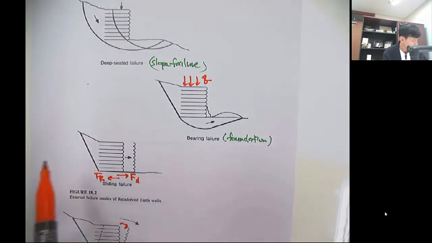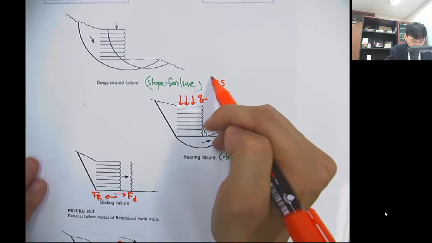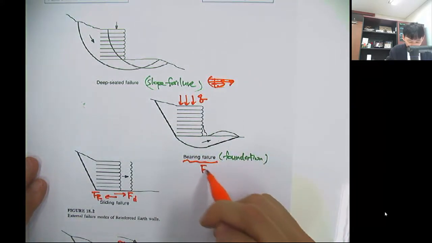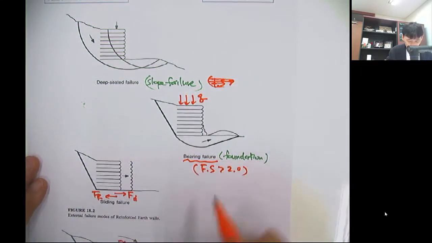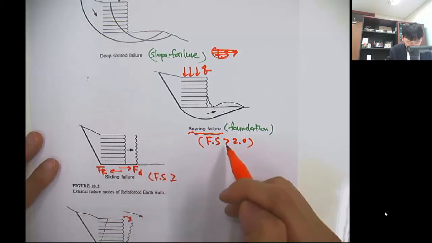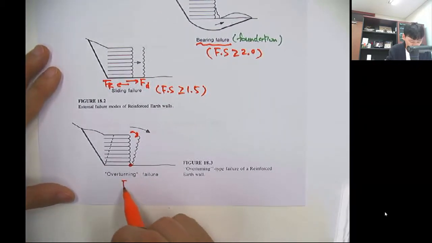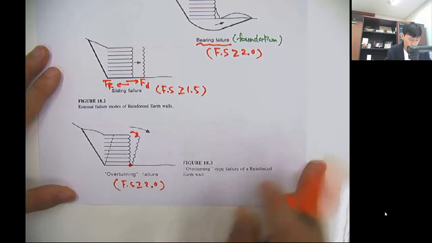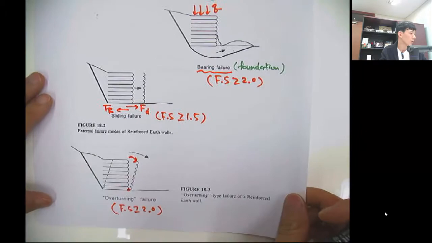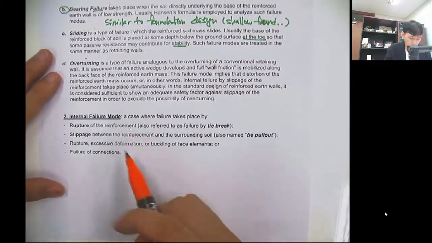Typically, for this bearing failure, factor of safety larger than 2.0 is used, and for the sliding failure, the factor of safety larger than 1.5, and for the overturning failure, factor of safety larger than 2.0 is used to check the external stability. And the second mode was the internal failure mode.